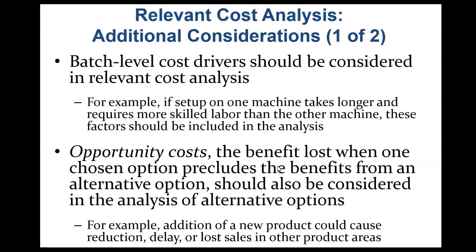So, additional considerations. They've got this statement about batch level cost drivers should be considered relevant. What that means is if we have a setup on one machine that takes longer and requires more labor than the other machine, then we need to include those factors in our analysis. The other thing that we always want to look at is opportunity costs. What do we lose if we choose one option over the other? For instance, if we add a new product, would it cause issues with other product areas, lost sales, delays, reduction in production, and those types of things?